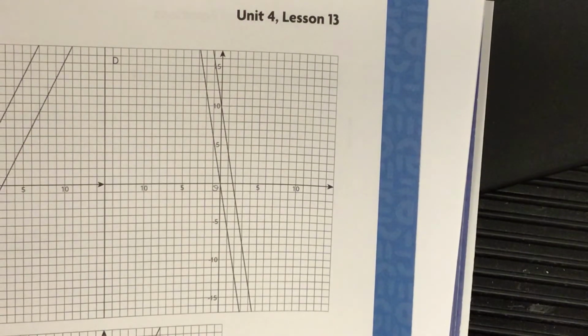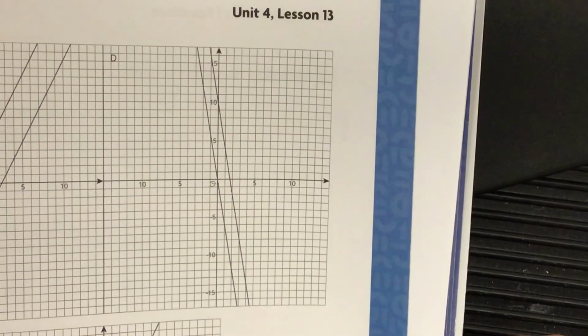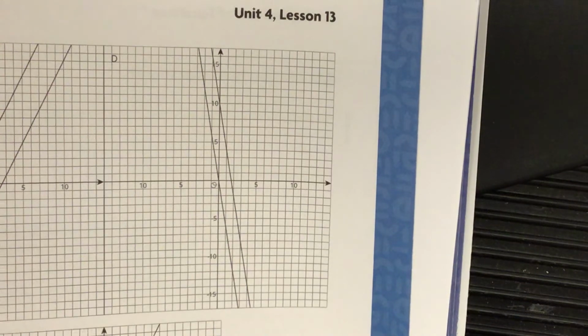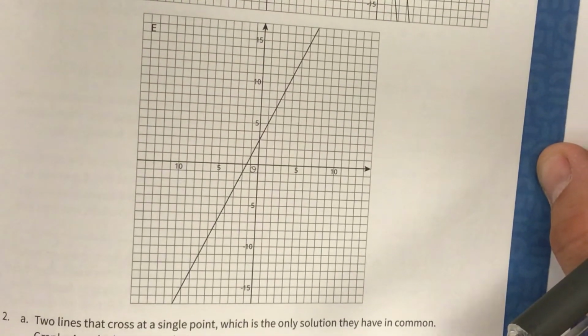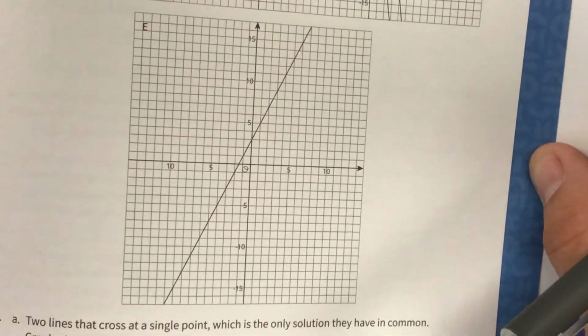E. Brenna. We didn't get E. Anybody get E? Yeah, we did. What do you guys got? They cross everywhere. You get the same line. Positive slope. There's your graph.